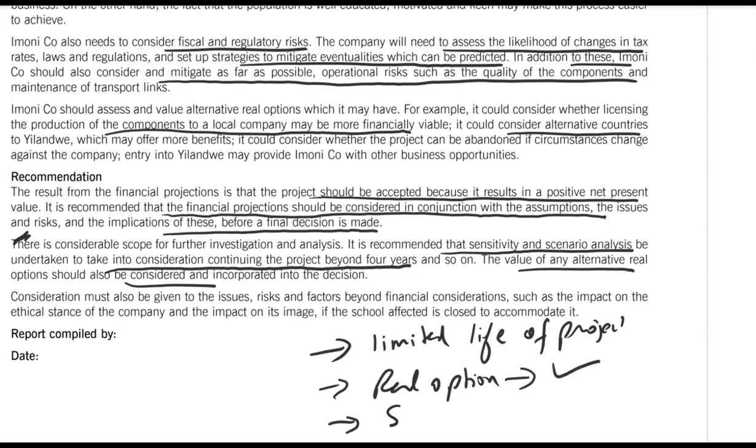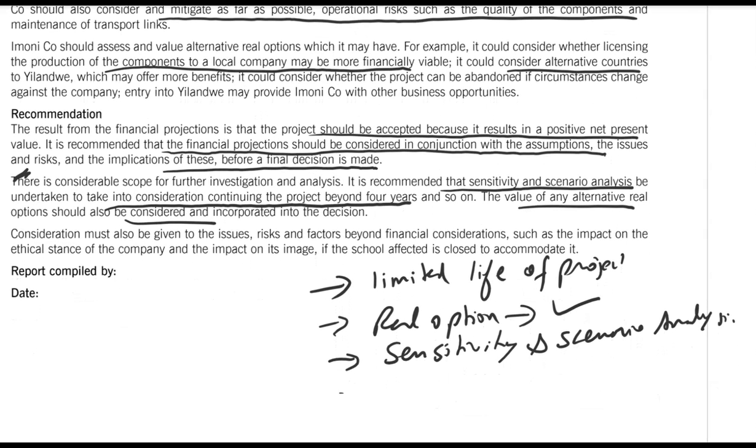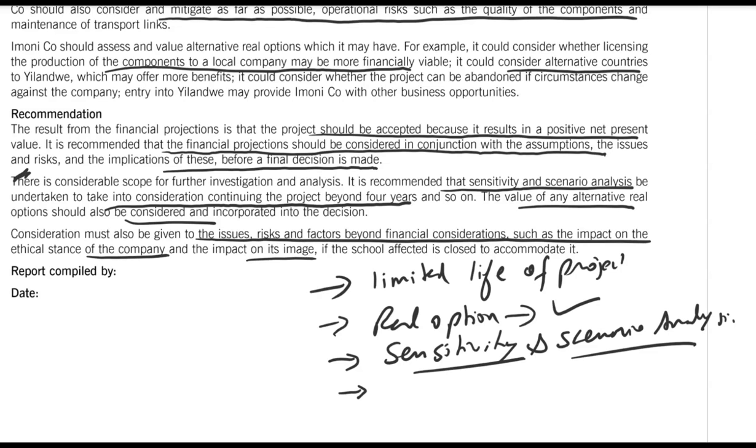And plus you will also write that you will perform sensitivity and scenario analysis every time just to improve the project. And you will also write that these are estimates, and estimates are prone to error. We should perform the sensitivity and scenario analysis to improve our working. Consideration may also be given to the issues and risk factors beyond financial considerations, such as the impact on the ethical stance of the company, the impact on its image, and if the school affected is close to accommodate it.